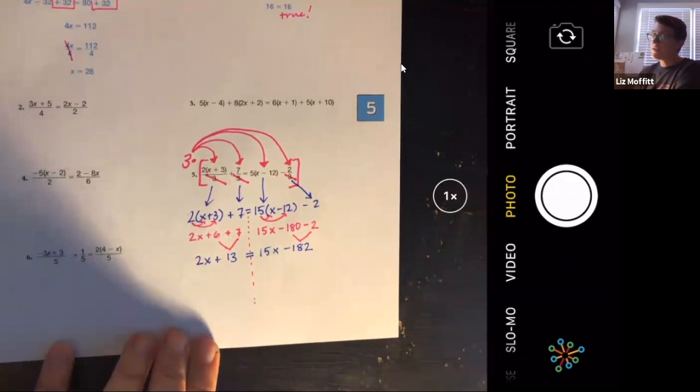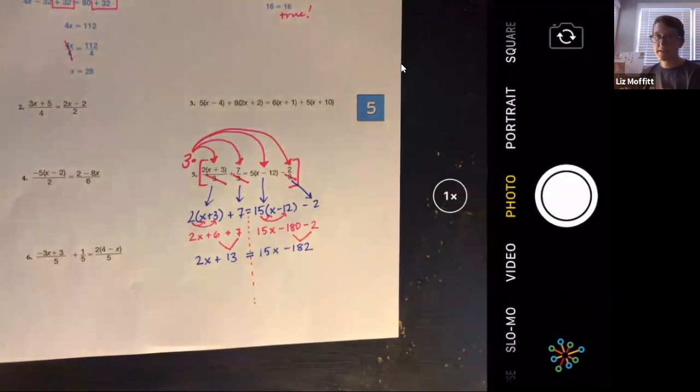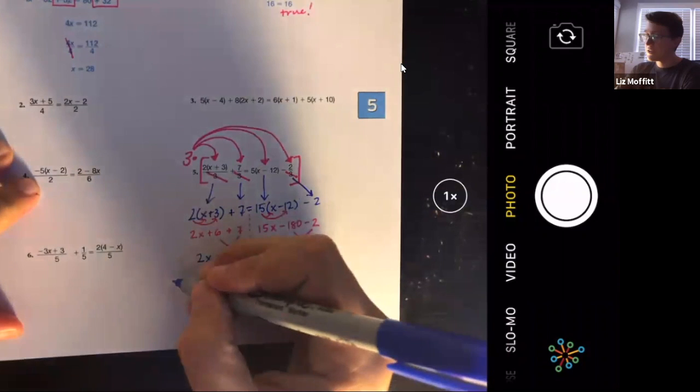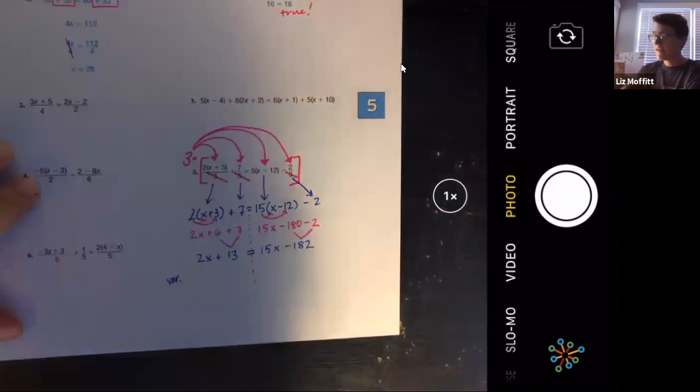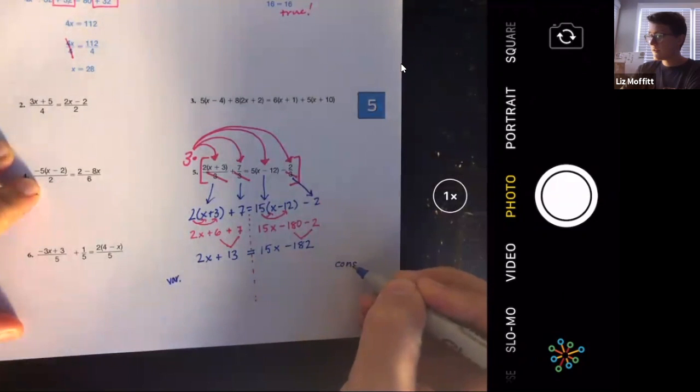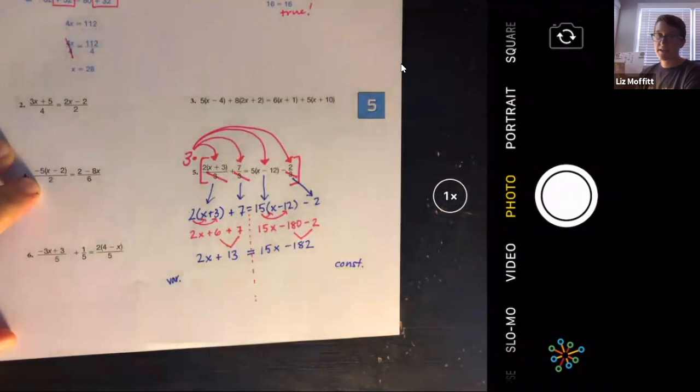To solve this equation, we need to get the variable terms on the same side of the equation and the constant terms on the other side of the equation. It doesn't matter which ones go to which sides, we can make that choice ourselves, but I like to make the choice when I start so that I know where I want everything to go. So I'm going to choose that I want to get my variables over here on the left side and my constants over here on the right side.